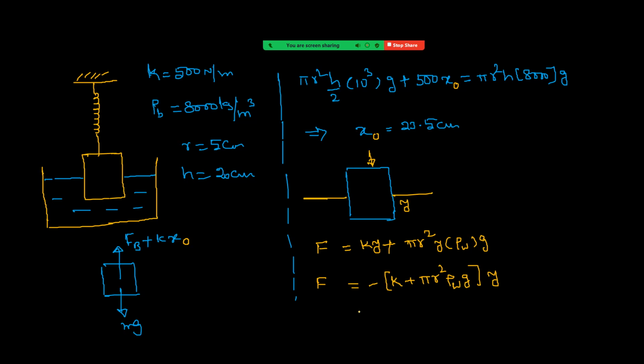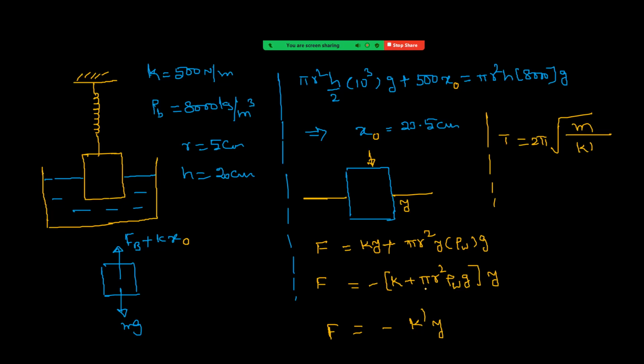So this is of the form minus something into y. In the place of k, we now have this expression. So the time period of oscillations T equals 2π root m by, let me take this as minus some k dash into y, so 2π root m by k dash. In the place of k dash, now we take this expression.